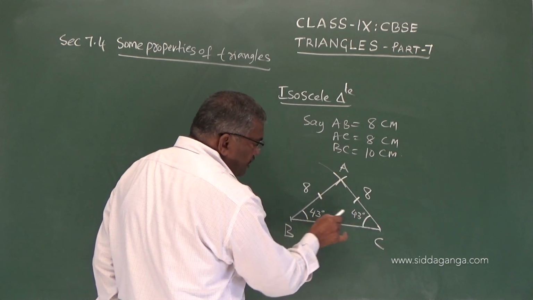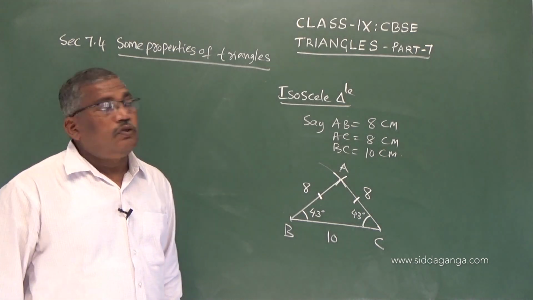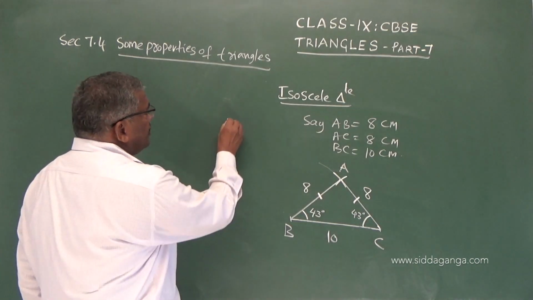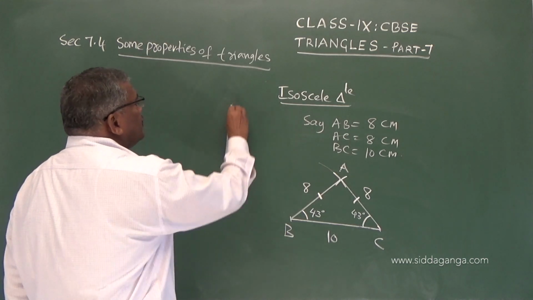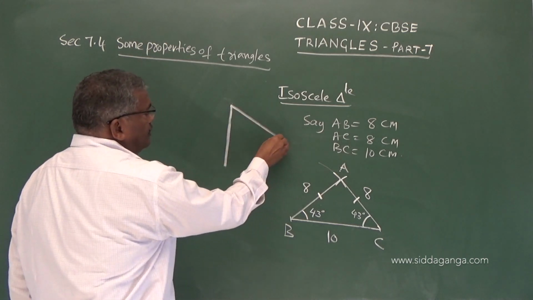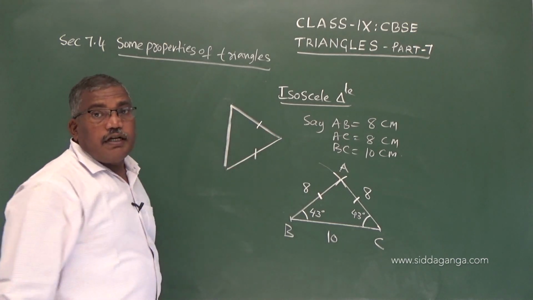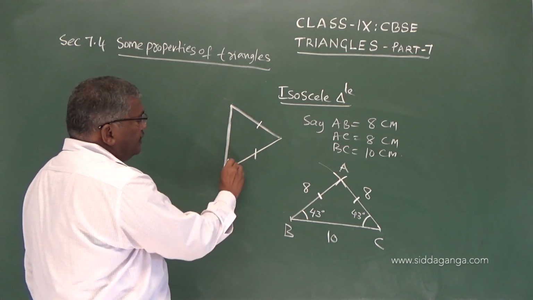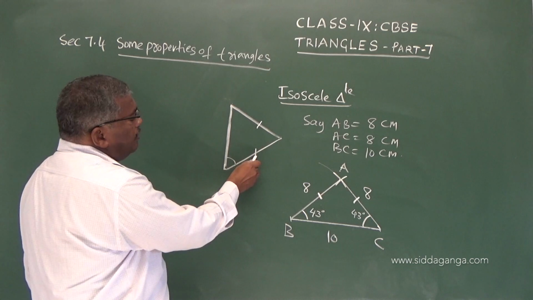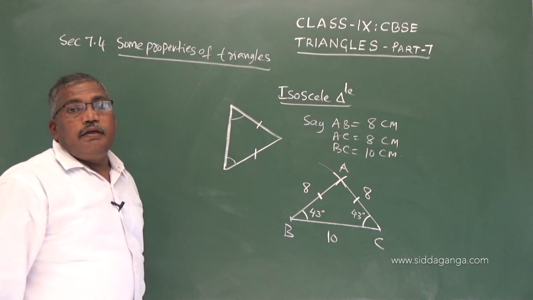So this angle and this angle, they will always be equal. If we have an isosceles triangle, you remember, say this is a triangle. If these two sides are equal, then the angle opposite to this side and the angle opposite to this side, these two will always be equal.